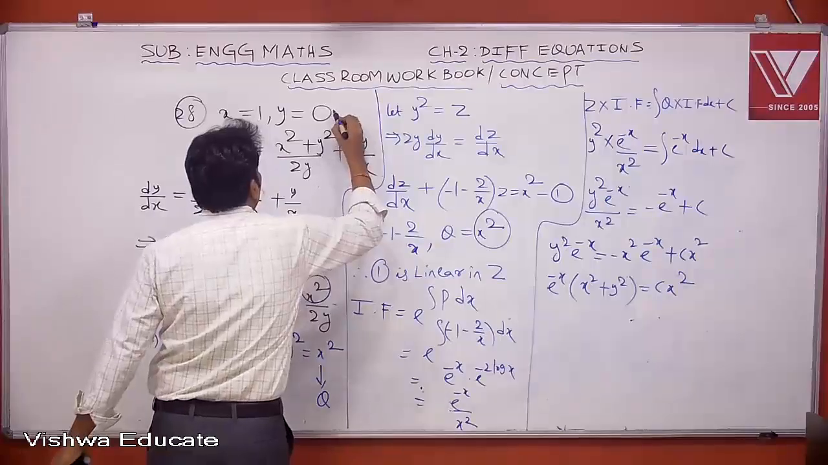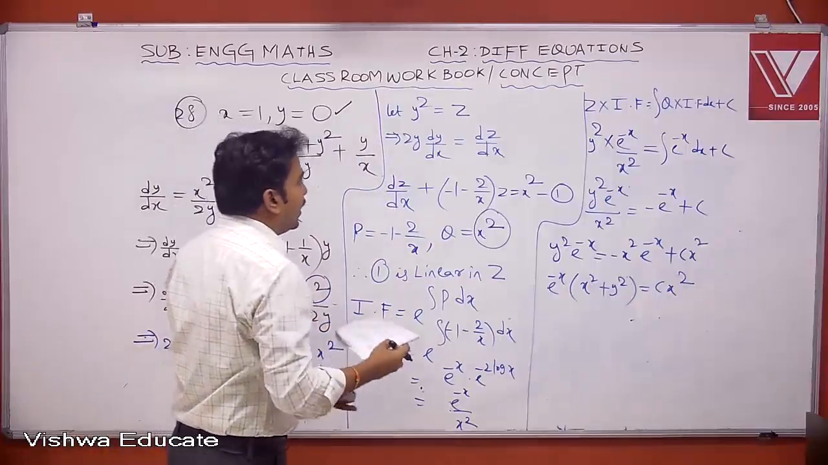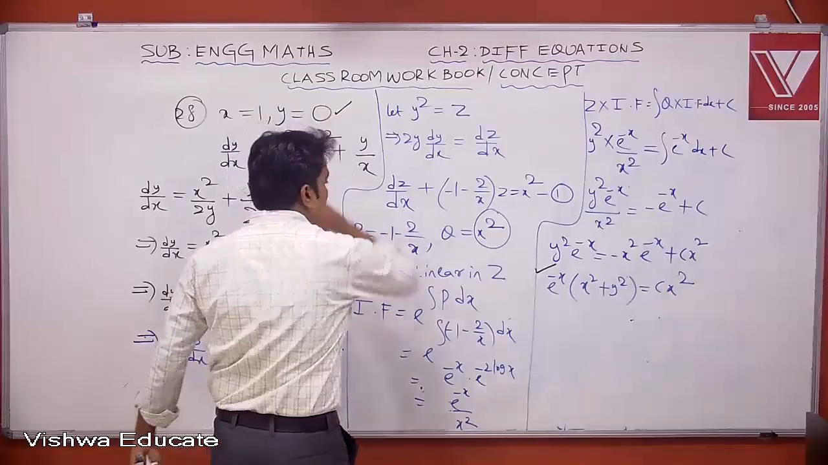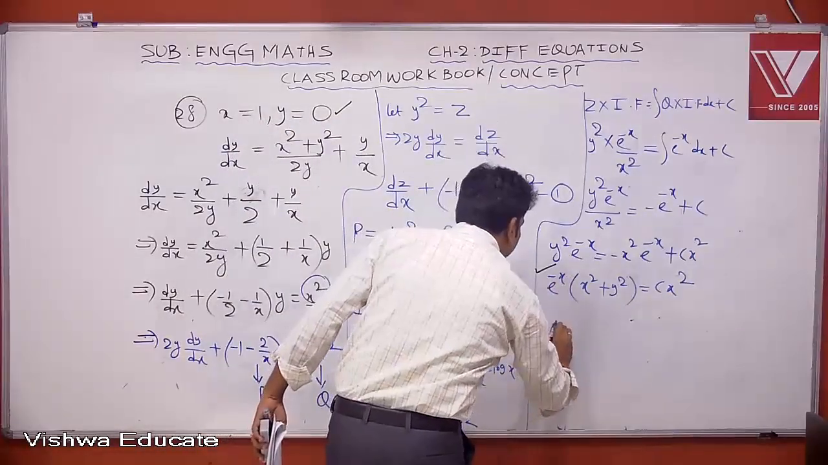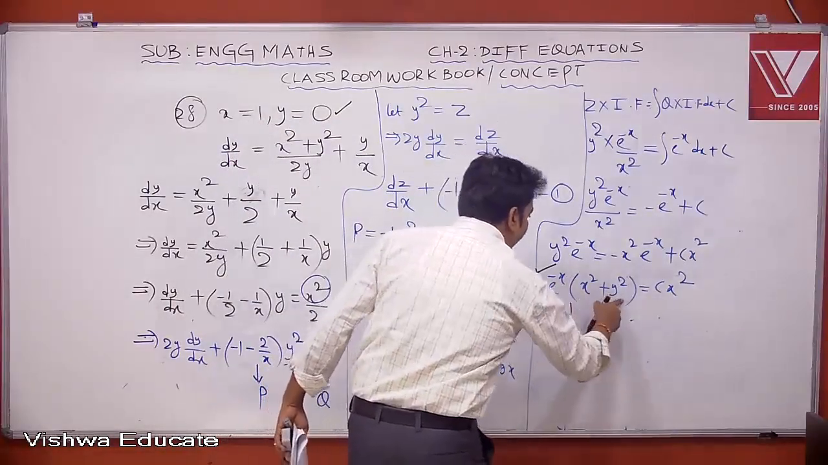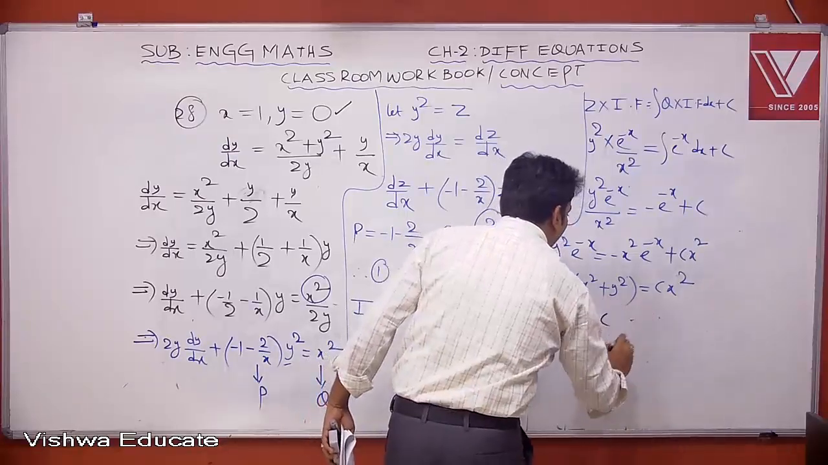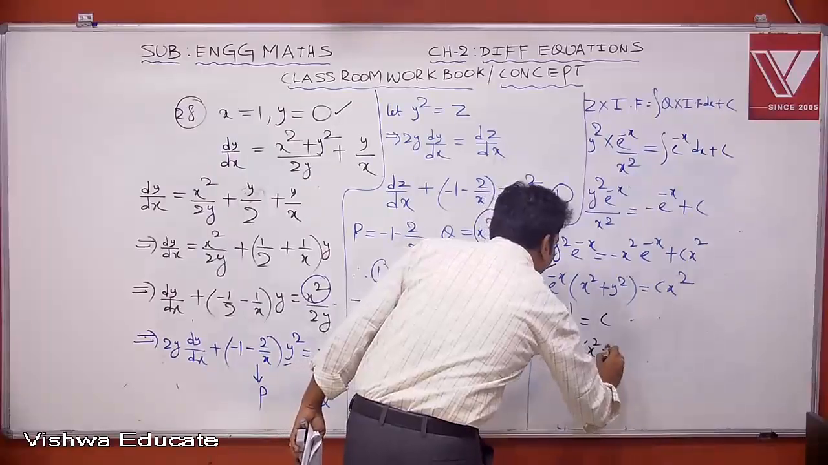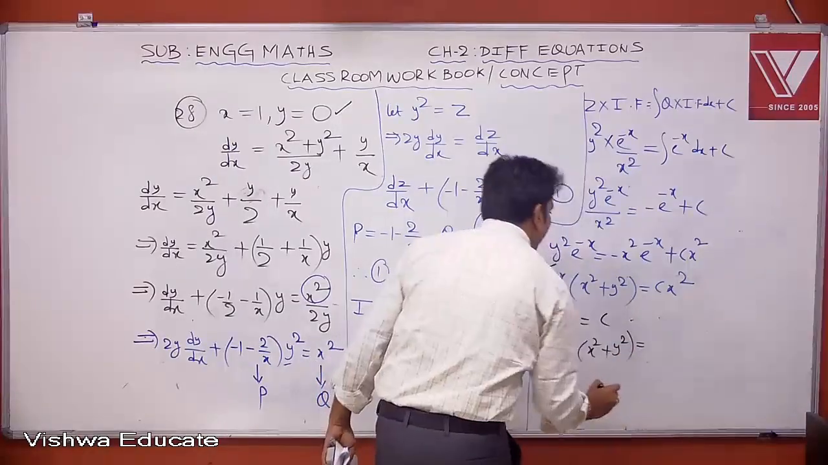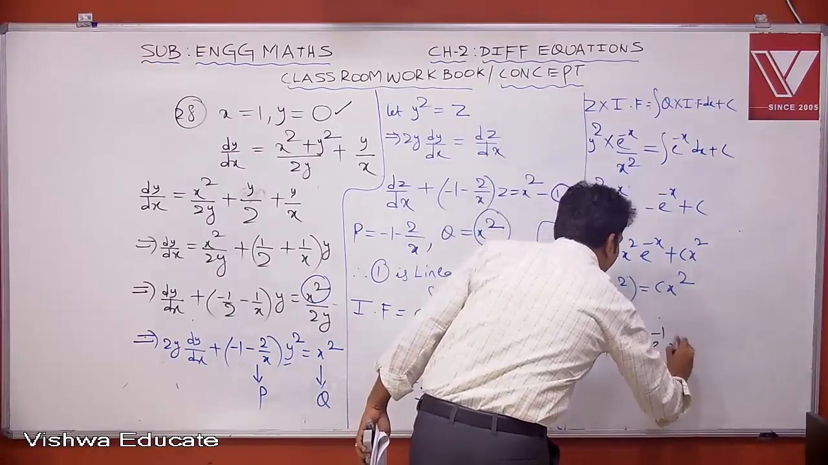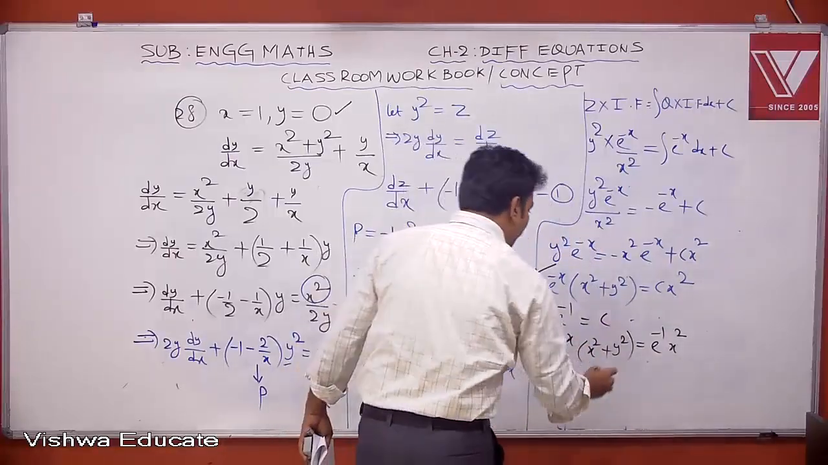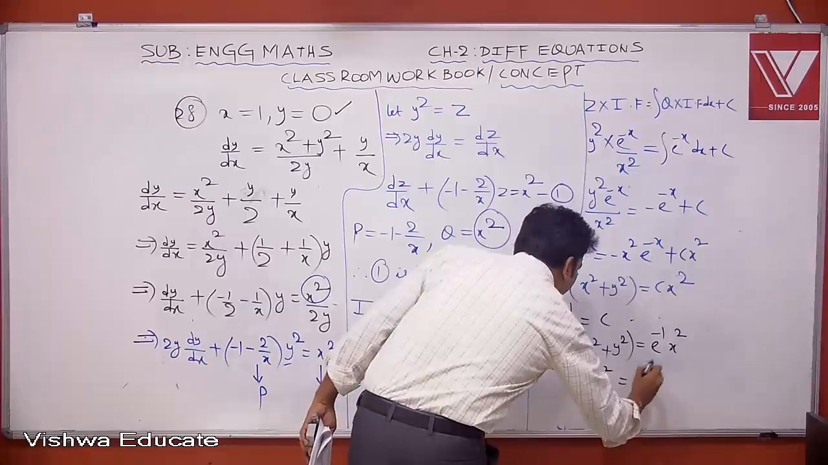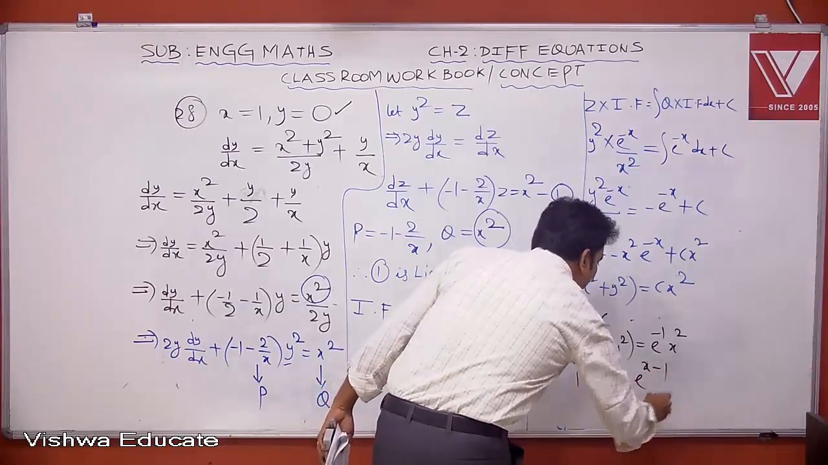Now what is my boundary condition? The boundary condition is x value 1, y value 0. In fact, this is the general solution. So apply this boundary condition, x value 1, y value 0. When x is 1, this is e power minus 1, and y is 0. Therefore c equal to e inverse. Therefore e power minus x into x square plus y square equal to e power minus 1 into x square. Rearranging all the terms, we get 1 plus y square by x square equal to e power x minus 1.